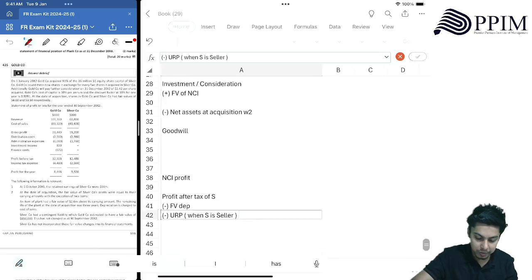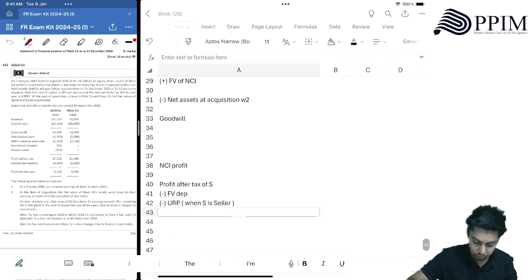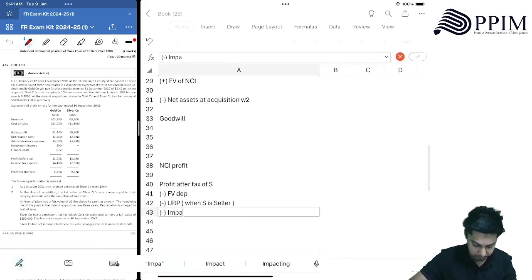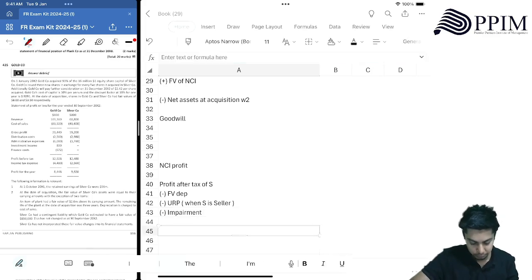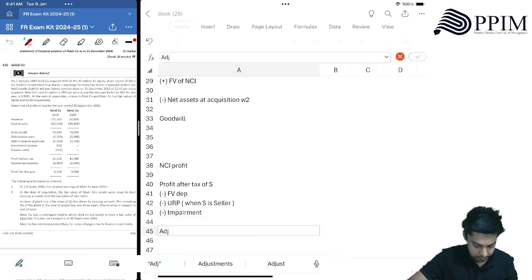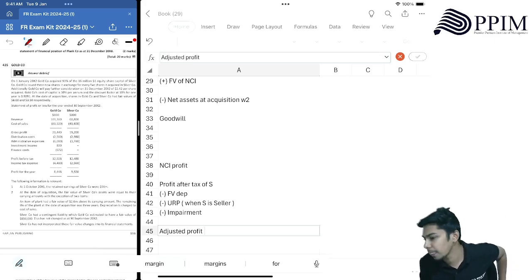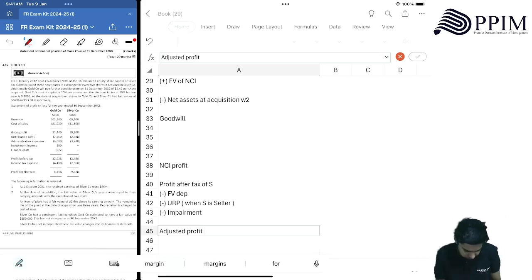Okay, and also guys, on the other hand, who is the next item? We also have minus impairment. Okay, minus impairment. Done. So this will be adjusted profit. Right, can you guys please keep all of these ready for me?